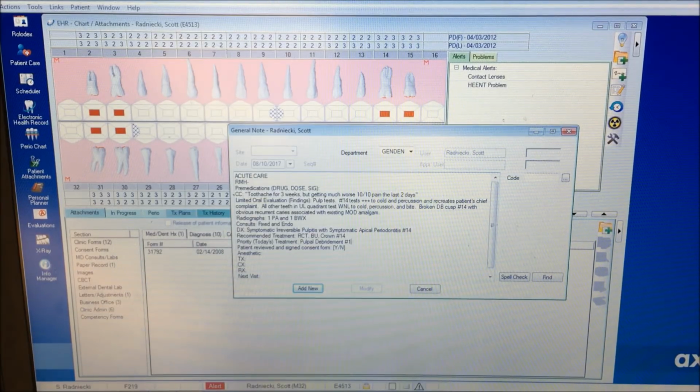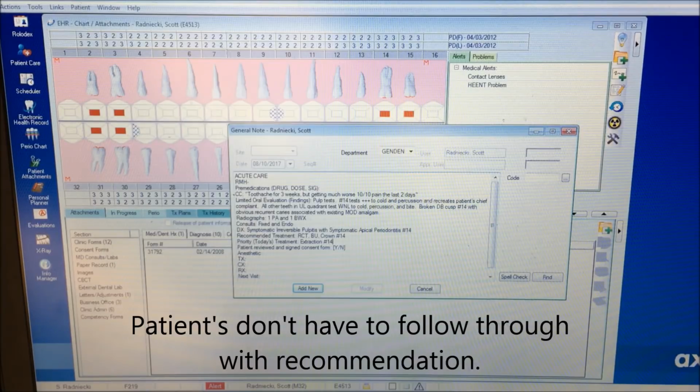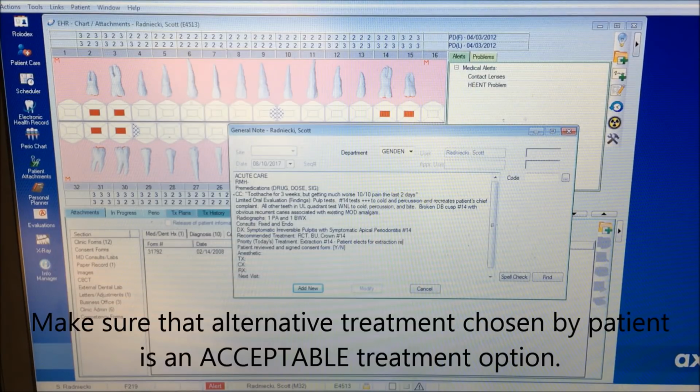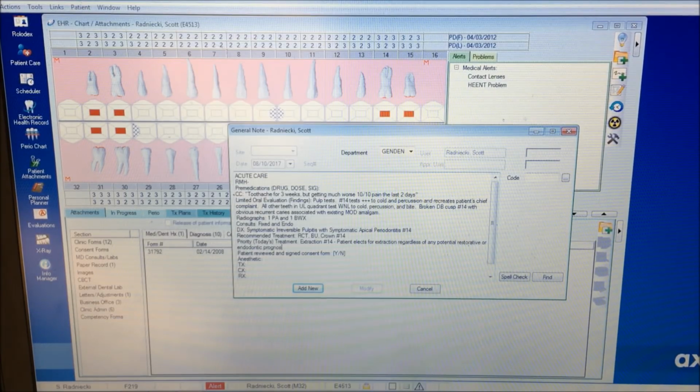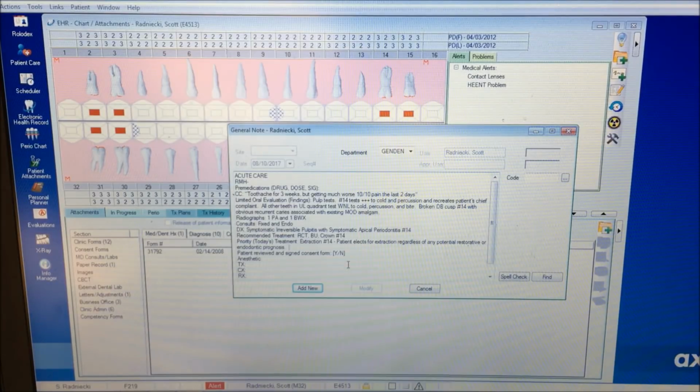Patient could say, nope, I don't want to do that. I want to extract the tooth. So after that, I would say patient elects for extraction regardless of any potential restorative or endodontic prognosis. So saying you talked about these things and said that we have a pretty good prognosis or a fair prognosis or whatever it may be, and that we recommend the root canal, but patient says, nope, I want it extracted.